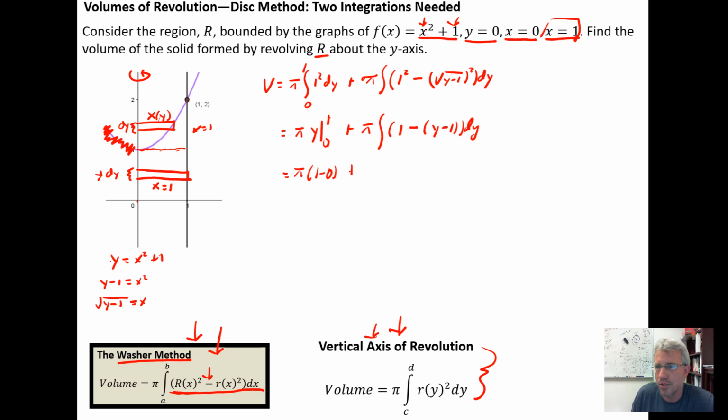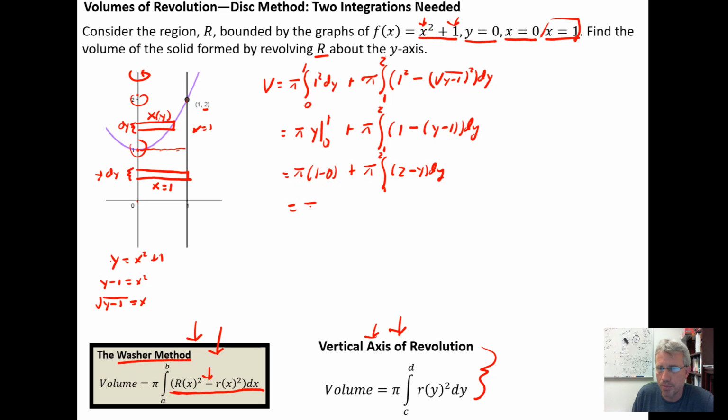There's a tough calculation, plus pi times the integral. I didn't put my limits of integration. This is running from 1 to 2. So this is going to run from 1 to 2. And I get 1 minus y, minus minus is going to be plus 1. So I get 2 minus y dy. And now that's ready to integrate.